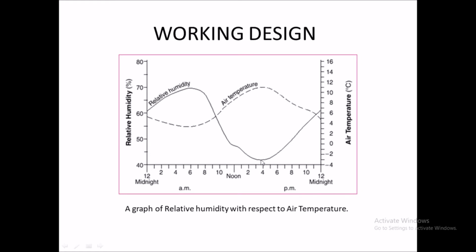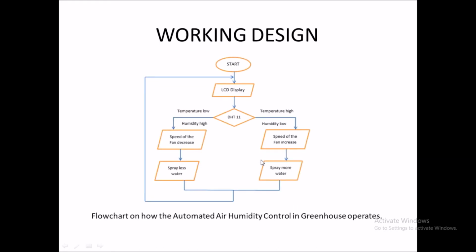Back to the flowchart, once the temperature and the humidity are obtained, the readings will be displayed on the LCD. If the temperature is high and the relative humidity is low, the speed of the fan will increase to decrease the current temperature and more water will be sprayed to increase the humidity.